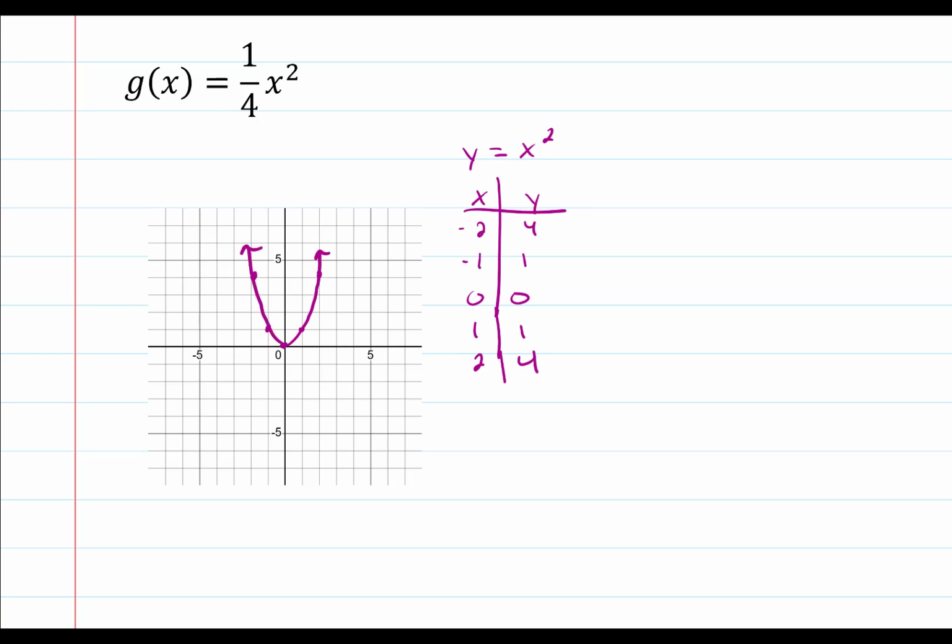And now I'm going to identify the transformation, what it represents, and also apply it to this parent function. Since a is equal to 1/4 and it's between 0 and 1, that represents a vertical compression by a factor of 1/4. This now means I'm going to take all my y coordinates from the parent function and multiply them by a factor of 1/4.